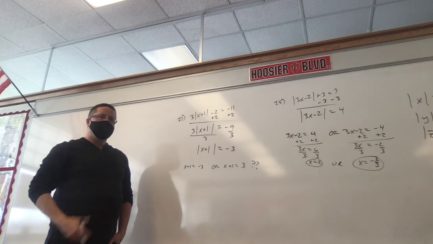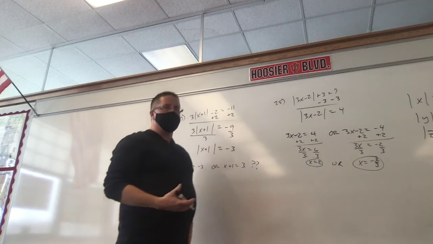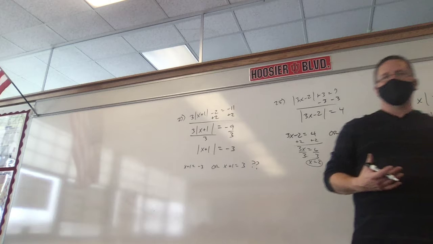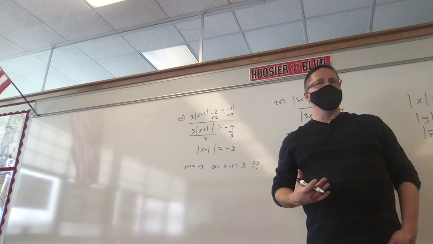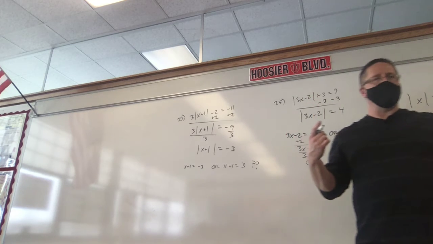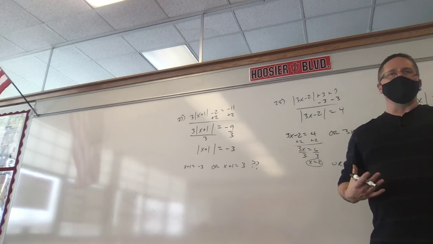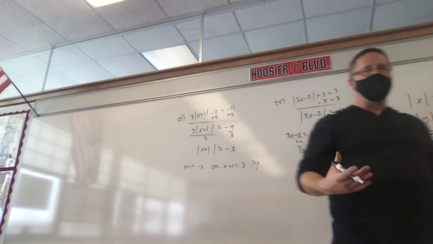Here's why. What do you get when you take the absolute value of something? What kind of a number? Except for what? There's one number you take the absolute value of and you don't get a positive: 0. What's the absolute value of 0? 0. If you take the absolute value of something, it's going to equal a positive number, except for 0, okay?